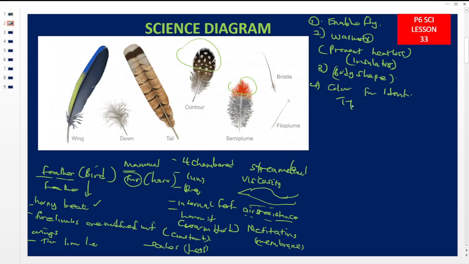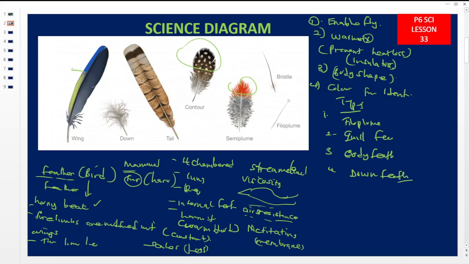Now these feathers are of four types. There is one which we call the philoplum feather. Two, we have the quill feathers. Then three, there are the body feathers, and we have the down feathers. Now we are going to identify them from here.